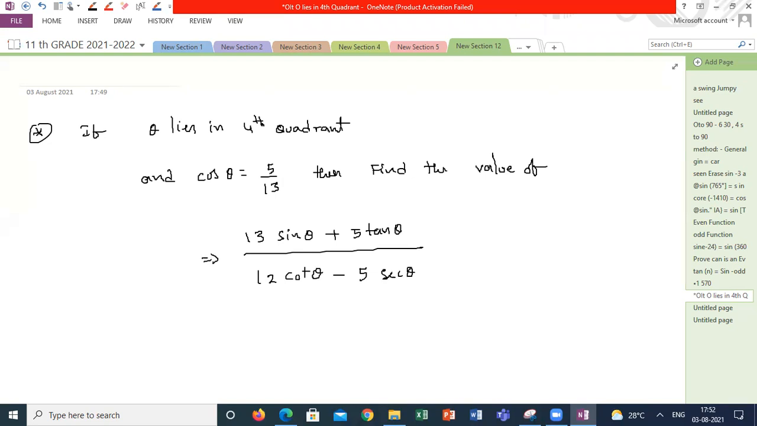Many methods. Anyone? Guys, please solve and let me know what is the answer. This is a 2 marks question. My answer is 4 by 3.